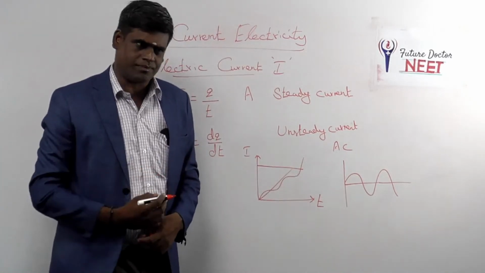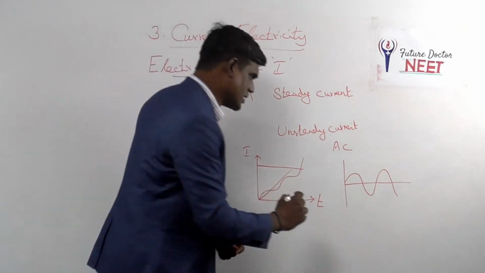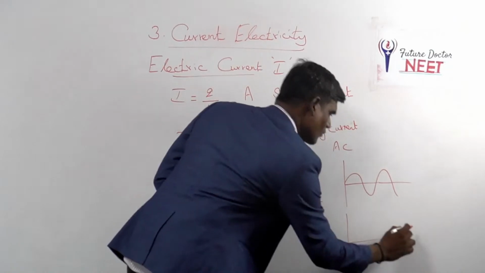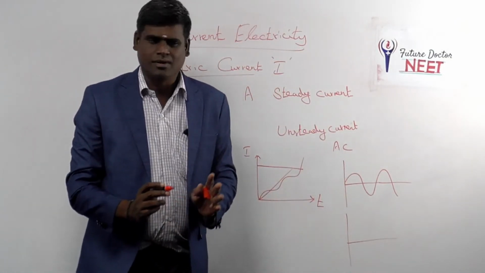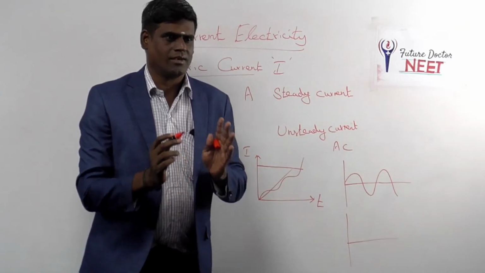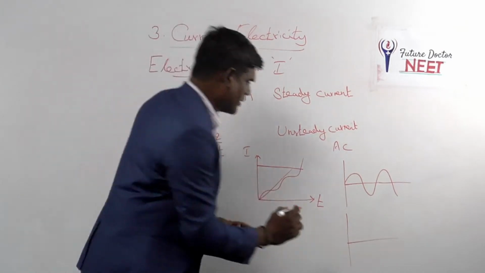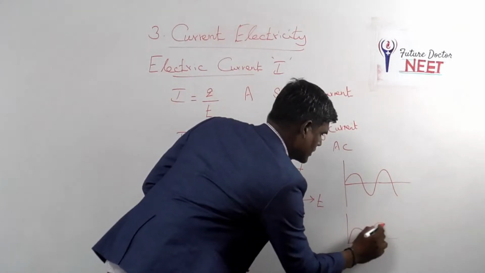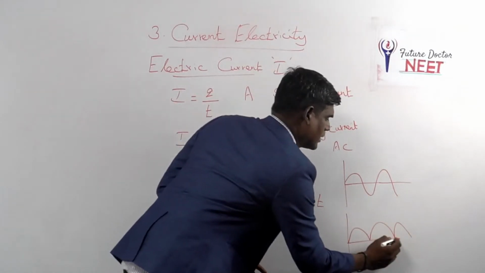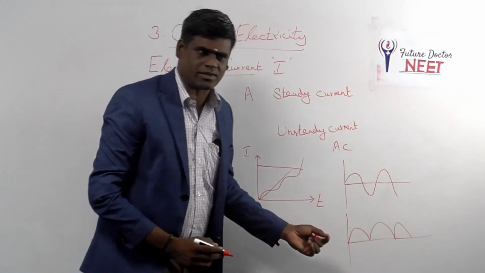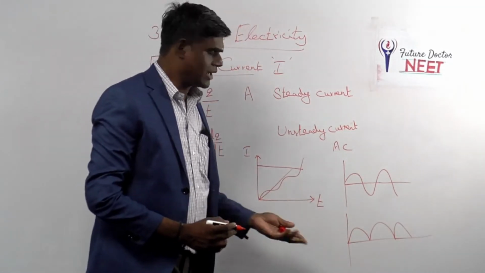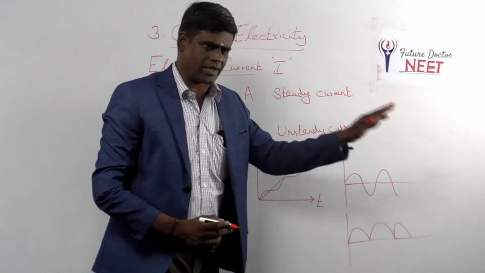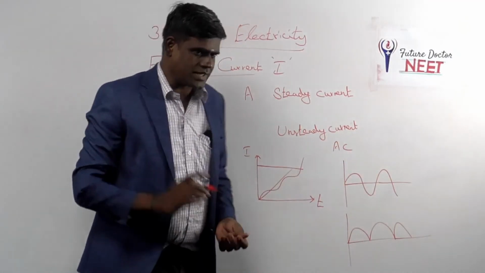What is the other type? DC. What is DC? Expansion of DC: direct current. Direct current like this. This is a direct current. What is DC current? Magnitude of current changes with time, but direction does not change. Same direction.